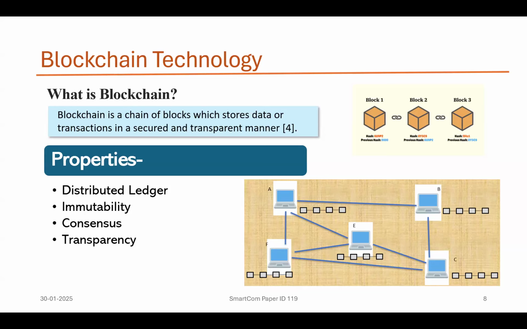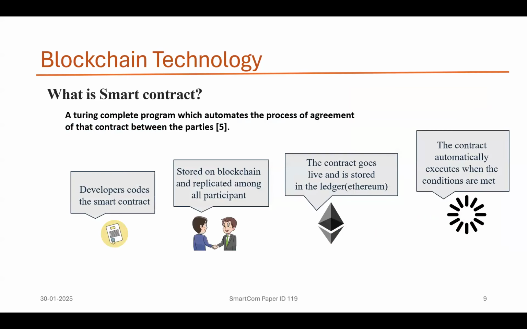Consensus plays a very important role. It is a mechanism by which a transaction is added to the block. It depends on what type of consensus protocol the blockchain is using. When transactions satisfy the consensus mechanism, only then are they added to the block. And transparency means that once the data is stored, it is copied to all the other nodes. So if anything happens to one node, it should be visible to all.